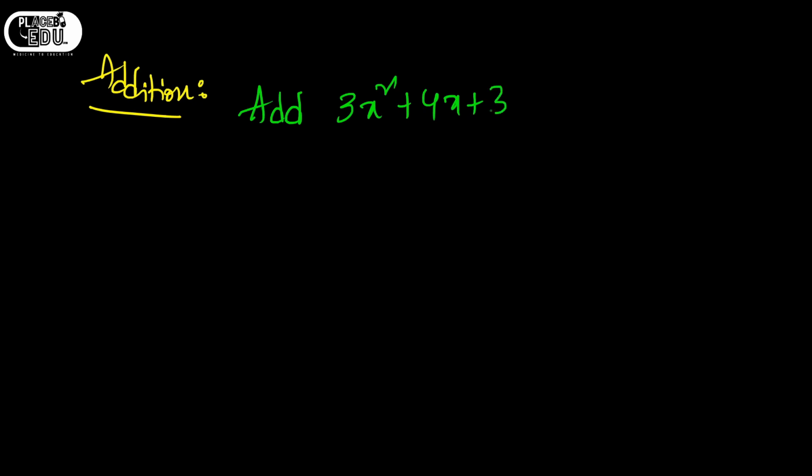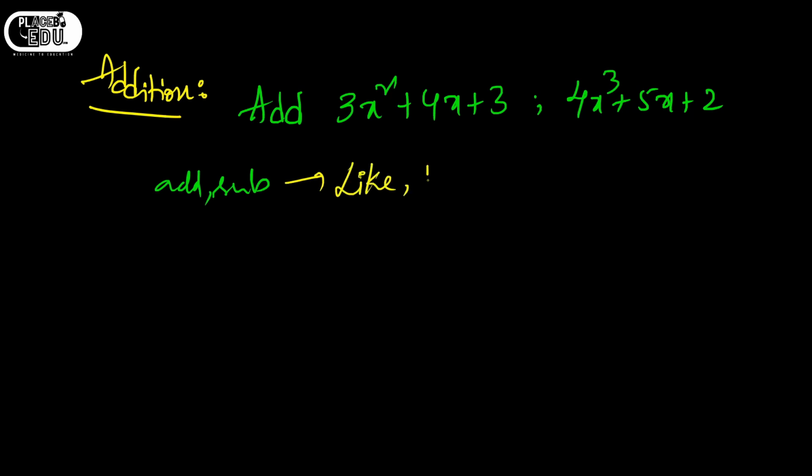Now coming to the addition of polynomials. I am going to tell you the addition of polynomials. The question is, add 3x square plus 4x plus 3 and 4x cube plus 5x plus 2. In order to add or subtract polynomials, you have to know about like and unlike terms.